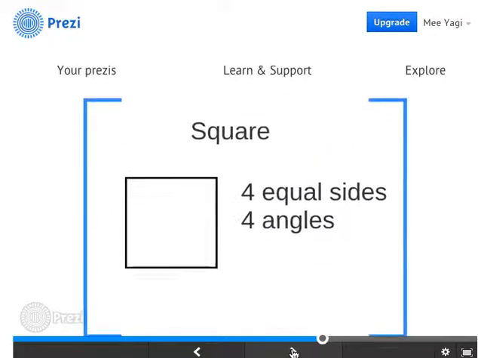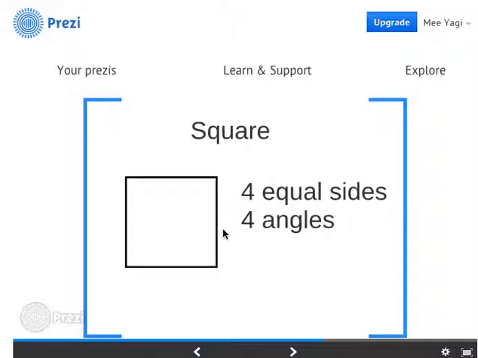The first quadrilateral is a square. We know that a square has 4 sides that are of equal length, and therefore 4 angles.